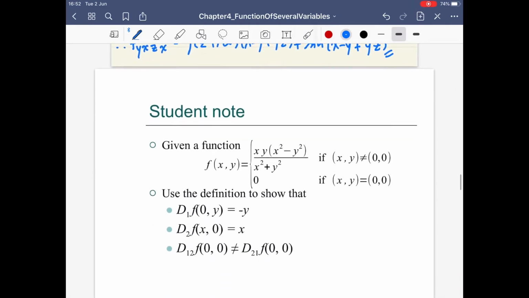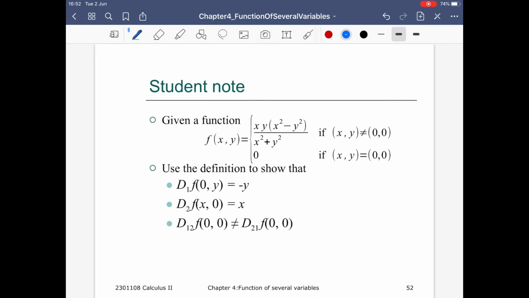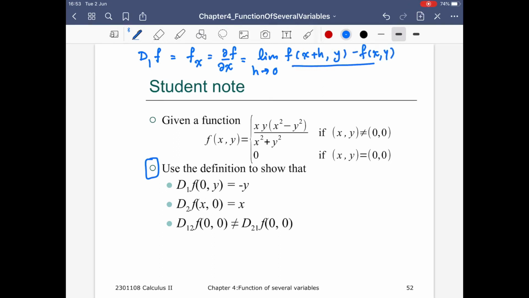The next problem, for somebody, they may say that, hey, it is a little bit difficult because this one is the one that you are going to go back to a definition. So don't forget that your d1f, or it is the same as your f sub x, or it is the same as your d by dx of a function f. It is a limit as your h goes to 0 of your f of x plus h, and then y minus f of x y over h.